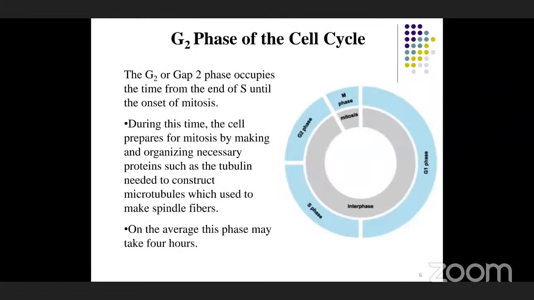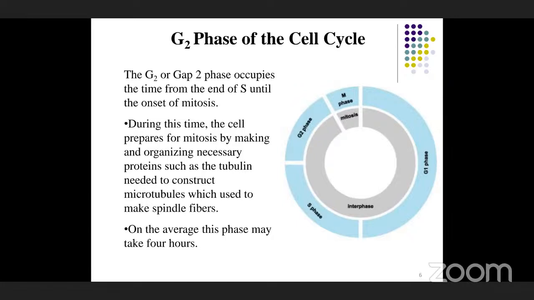Then the G2 phase. The G2 phase of the cell cycle is again the gap 2 phase, which is a preparatory phase for the mitosis. So this occupies the time from the end of the S phase to M phase, that is mitosis. Once the DNA is replicated, now the proofreading has to take place. That means checking whether the DNA which is replicated is error-free or not, that is, whether it is correctly replicated or not.